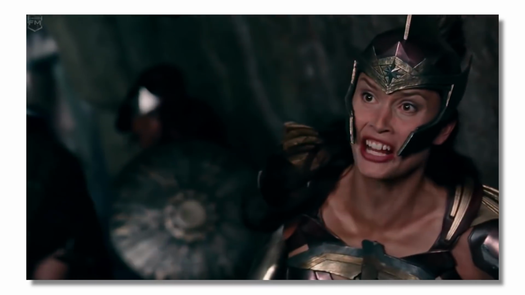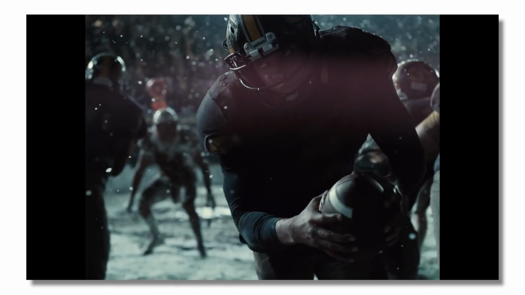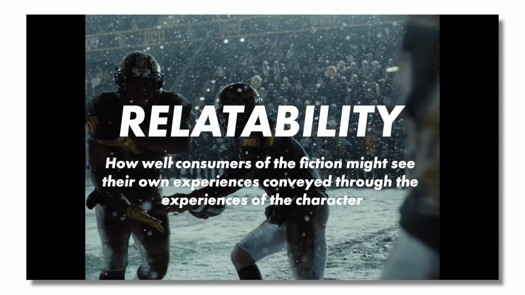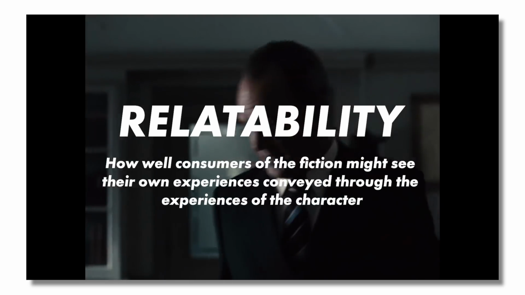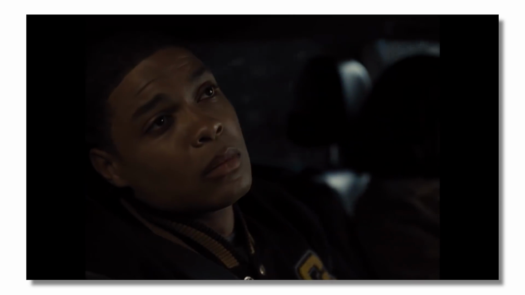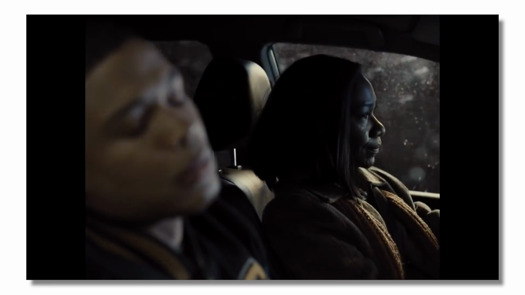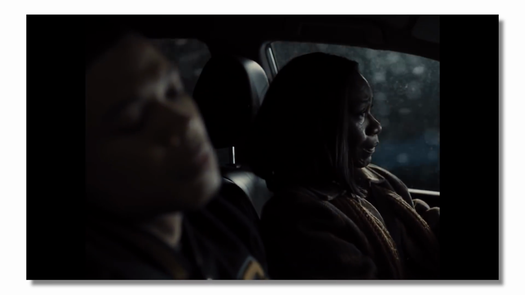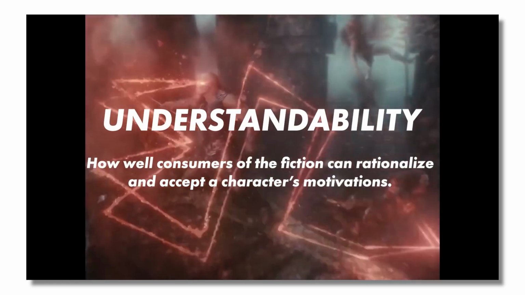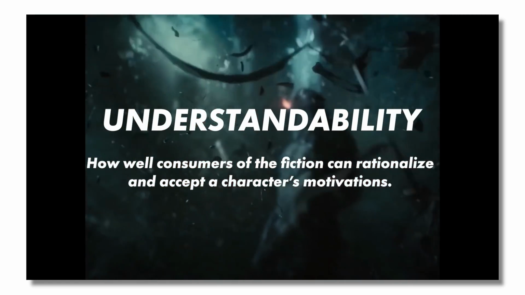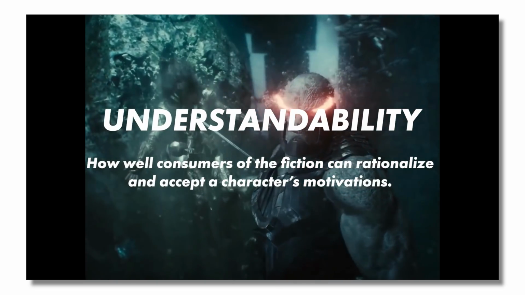And the distinction between these two elements is very important, especially concerning a villain. A character's relatability is how well consumers of the fiction might see their own experiences conveyed through the experiences of the character. Protagonists and heroes are usually relatable in order to achieve the narrative function of having the audience walk in their shoes and feel the conflict alongside them. A character's understandability is how well a consumer of the fiction can rationalize and accept a character's motivations. Using some examples might make this easier to understand.